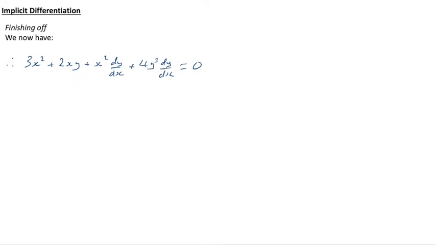So, finishing off, this is just the previous line repeated.